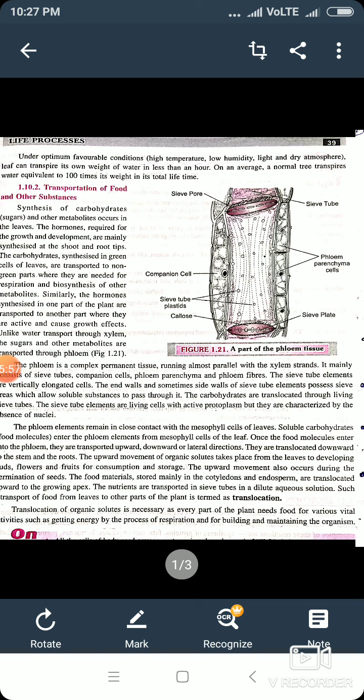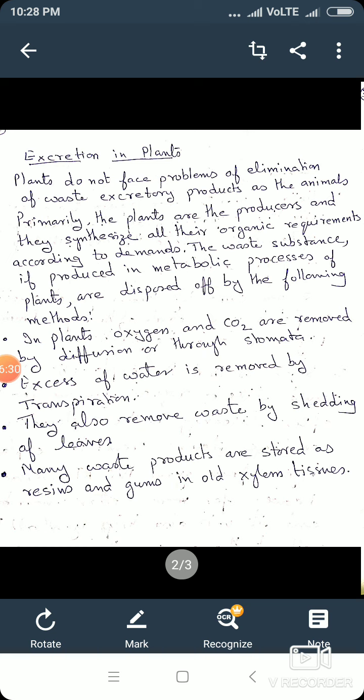Now I'll be explaining you about excretion in plants. You can see the topic on the screen. Now we all know that plants do not face problems of elimination of waste excretory product like the animals do, primarily because the plants are producers. You know what are producers? Producers are those organisms which can manufacture their own food, and they synthesize all their organic requirements according to demand.